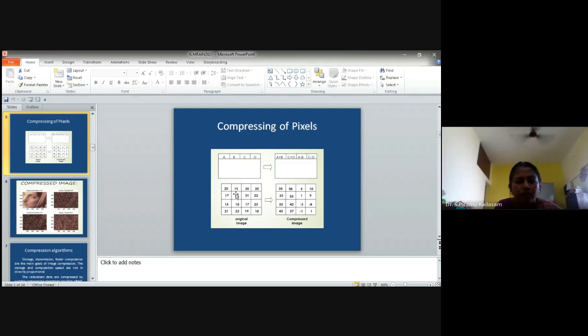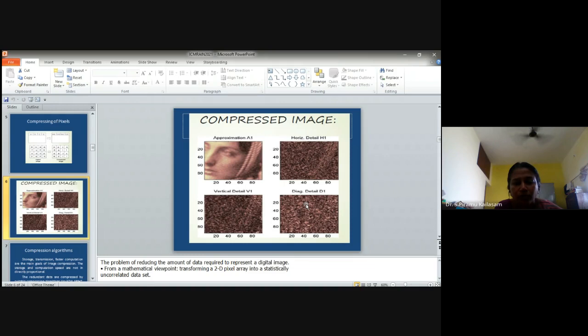Sir, compressing pixels is the next task of this paper. Here, the original image is given like this, 4x4. A pixel is nothing but a point in an image. Each and every value shows a pixel value, and in the compressed image, when you add two pixels or subtract two pixels, it will give a new pixel that forms the compressed image shown in the picture. The compressed image is the approximation A1 as shown in the figure, the horizontal details are H1, the vertical details are as in the picture below, and the diagonal details of the pixels are the fourth one.